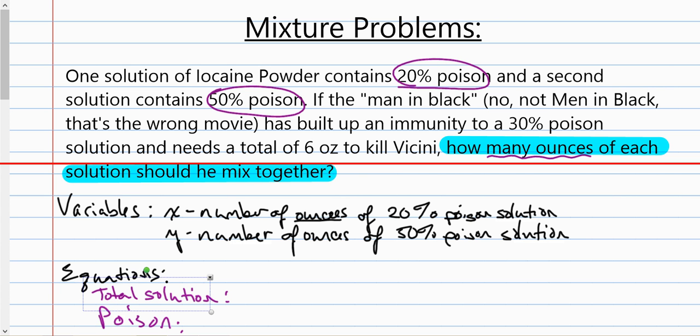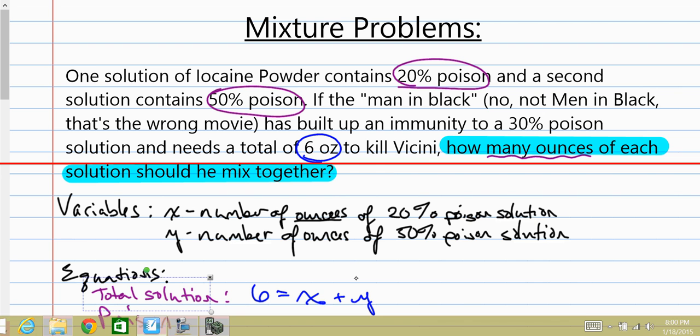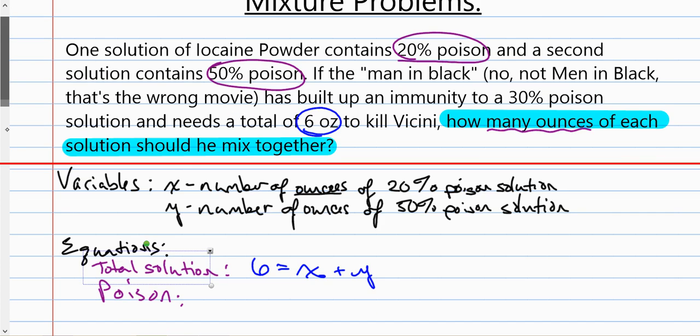So let me ask you this. How many ounces are in our total solution? If you read the problem, it's going to tell you he needs 6 ounces to kill Vicini. So I know 6 ounces needs to be my total. But how am I going to come up with those 6 ounces? I'm going to add bits of my two solutions, them being x and y. So if I add number of ounces of the 20% solution and number of ounces of the 50% solution, I should get my 6 total ounces needed to kill Vicini.